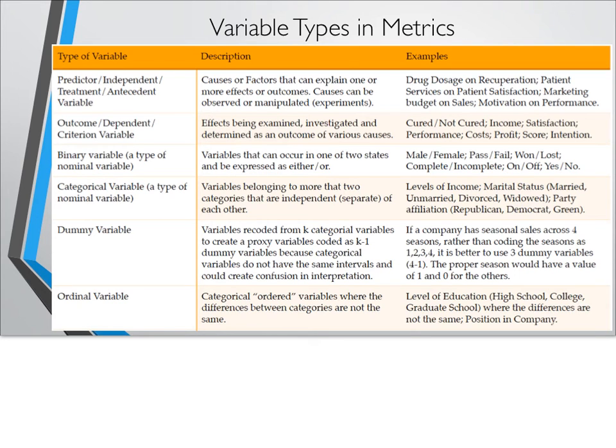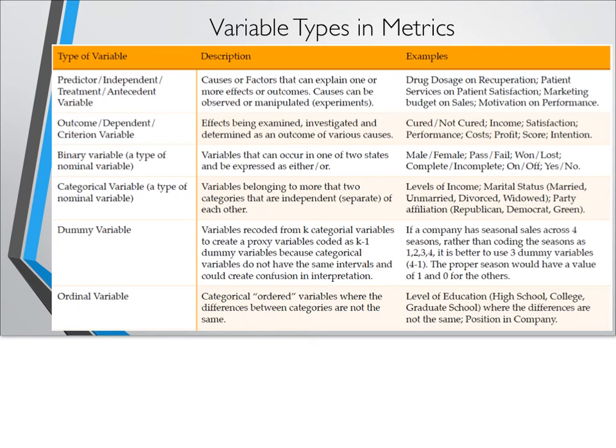So if a company has seasonal sales across 4 seasons, rather than coding the seasons as 1, 2, 3, 4, it is better to use 3 dummy variables, which is 4 minus 1, that's your k-1. For example, if it's spring, then code the rest of them as 0. So the proper season would have a value of 1 and 0 for the others.